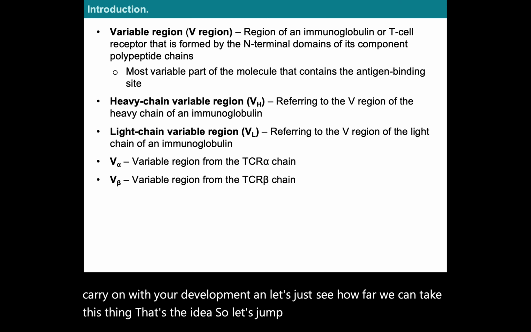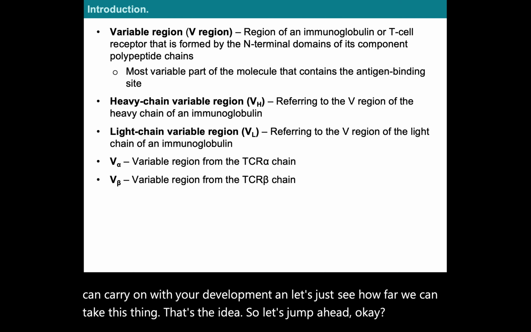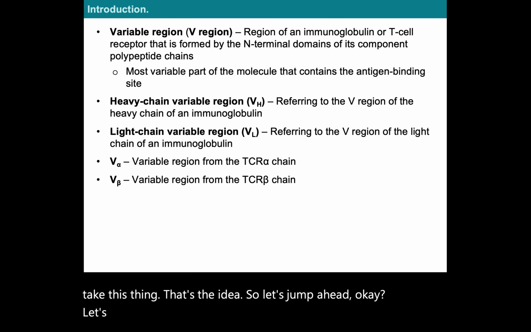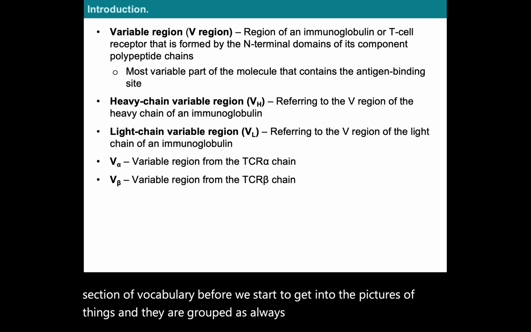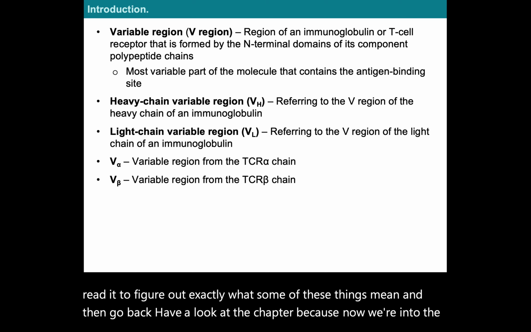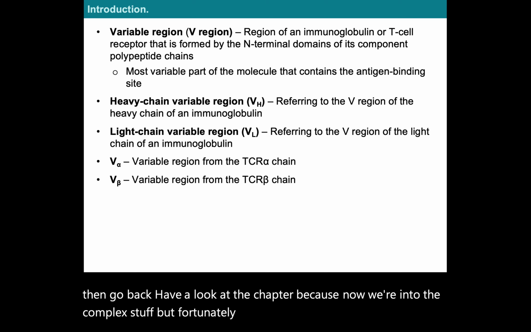Okay, let's talk some of the vocabulary that we're going to do. There's a big section of vocabulary before we start to get into the pictures of things. And they are grouped, as always, by the section of the chapter they're coming from. So this should help you, if you haven't already read it, to figure out exactly what some of these things mean. And then go back, have a look at the chapter, because now we're into the complex stuff. But fortunately, it's all built on the things that we've been doing in Chapter 3 and Chapter 4. And that makes it a lot easier.